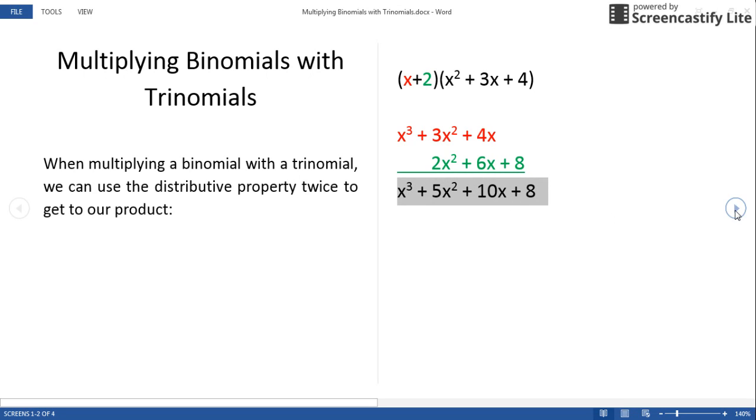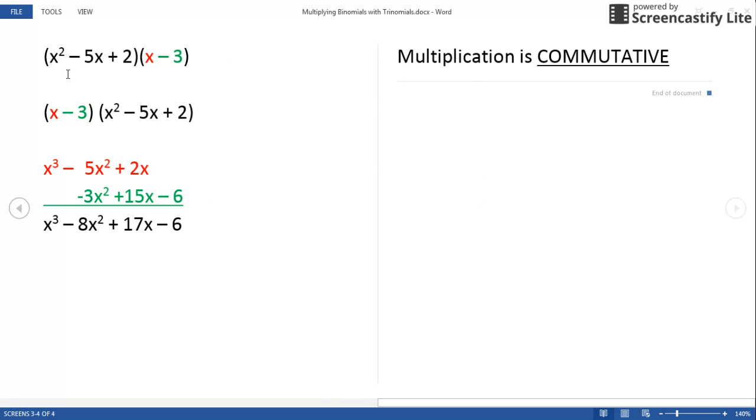Let's try another one. On this next one, the trinomial is in front. It is much easier to me if I have the binomial in front. And since multiplication is a commutative process, that means I can turn it around however I want it to be. So I'm going to begin this problem by taking the binomial and moving it to the front, taking the trinomial and moving it to the back, since multiplication is commutative.